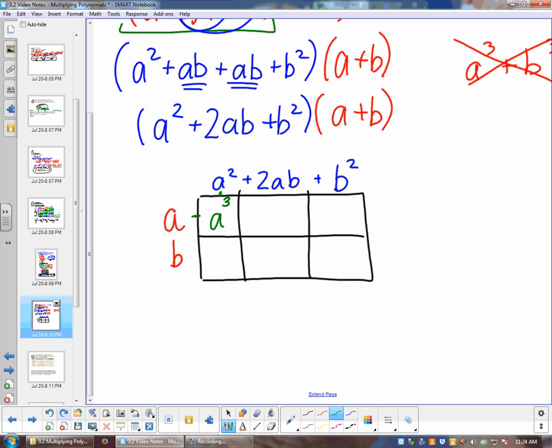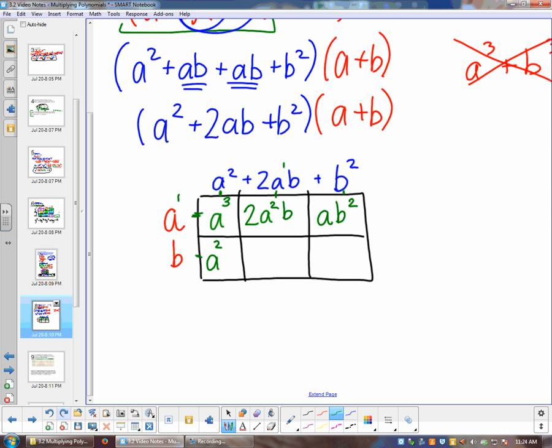Okay, so in my first box, I'm going to take a squared times a, which would become a to the third. Moving over to the right, I have 2ab times the a out here. So again, remember, I add my powers. It's really a to the first and a to the first. So 2a squared b. Over to the right one more time, b squared times a. And let's keep them in order here. So ab squared.